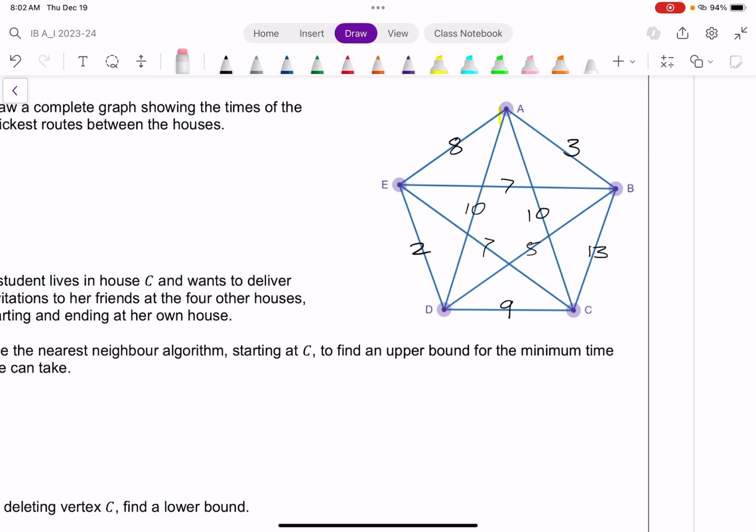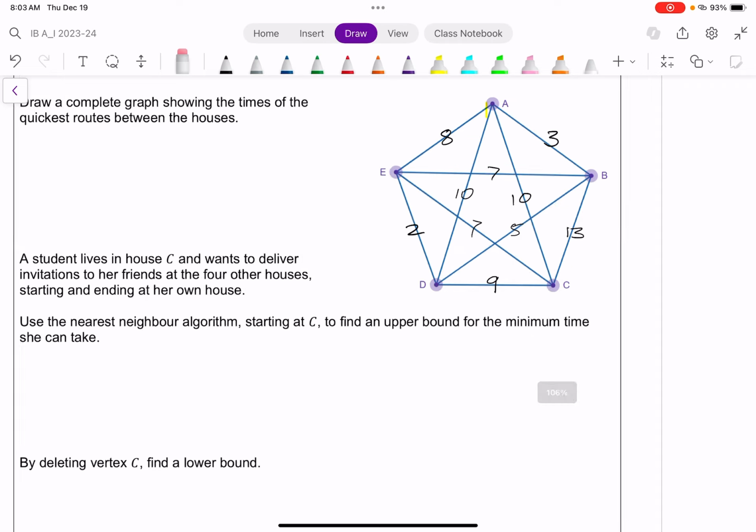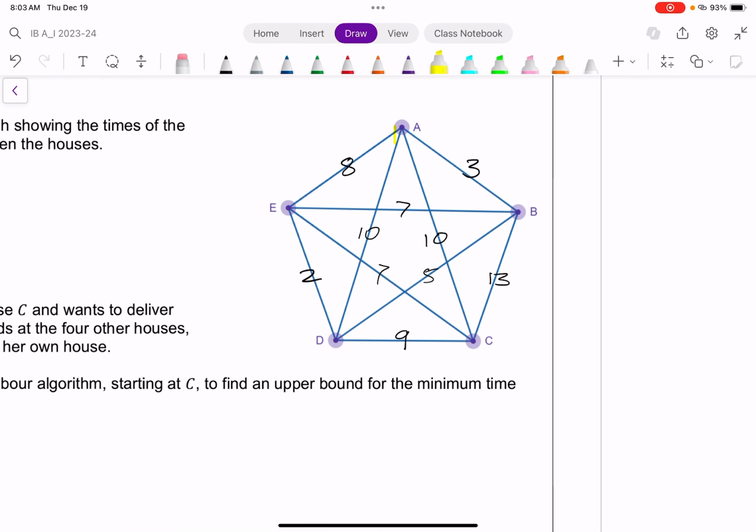All right, so now we have a student who lives at C and wants to deliver invitations to her friends at the 4 other houses. How nice, starting and ending at her own house. So let's find the upper bound, let's find the lower bound for the shortest route we can take. So using the nearest neighbor algorithm, this is what we did before, but more visual, starting at C.